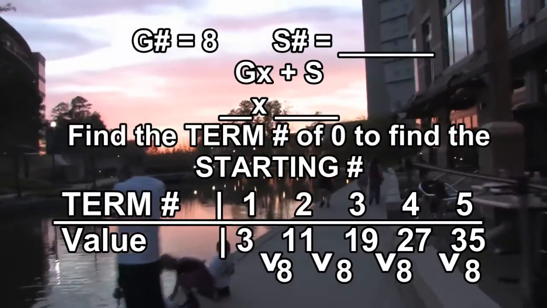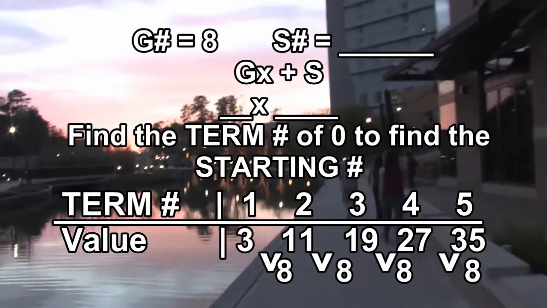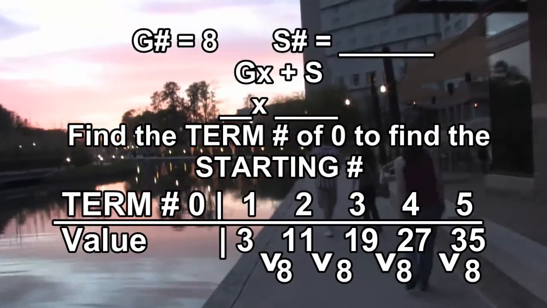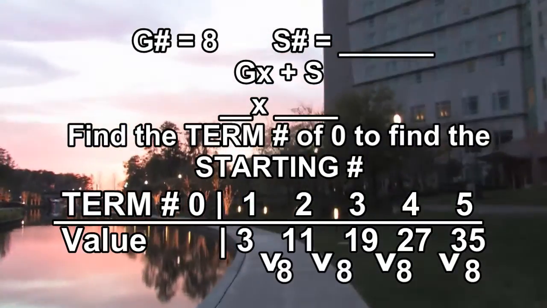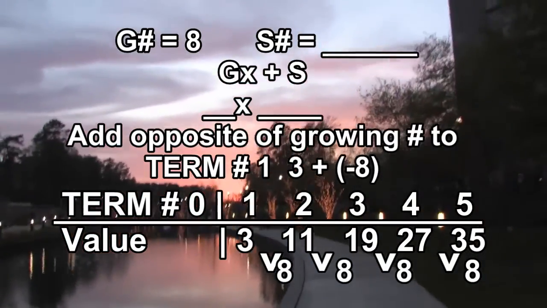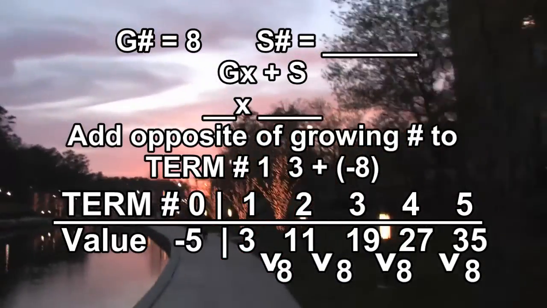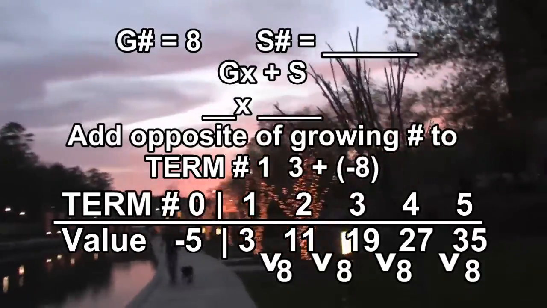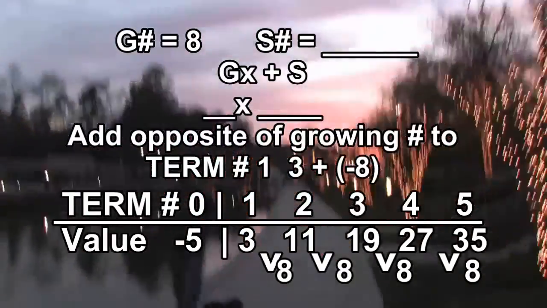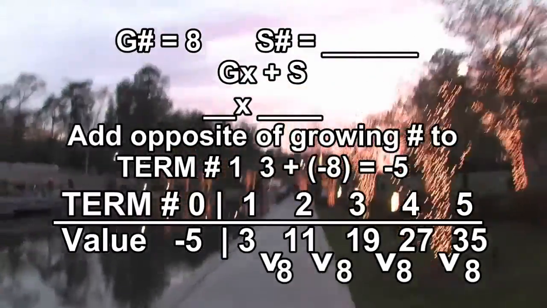Now we need to find the starting number. To do that, find the value that corresponds to the term number of 0. The 0 term will be the starting number. To get the term number of 0, you need to add the opposite of the growing number to the term value of 1. So we'll add -8 to 3. 3 plus -8 is -5. So our starting number would be -5.